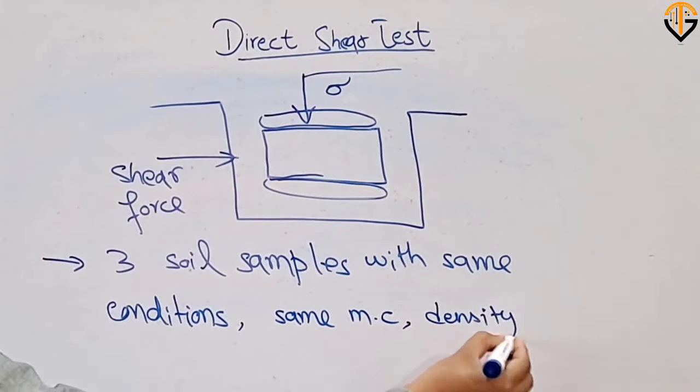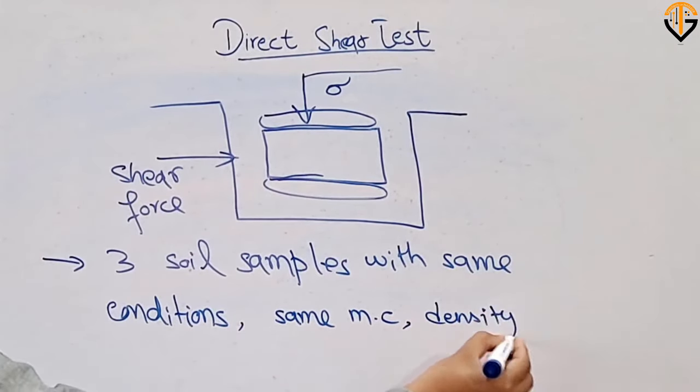We prepare three soil samples, and when we perform the first trial on the first soil sample, we apply, let's assume, 50 kPa normal stress that remains constant, and we apply the shear force and observe the failure point by recording the load dial reading and the displacement dial reading. Then we apply another normal stress of 100 kPa and we record the maximum shear force. Then we apply the 200 kPa normal stress and we apply the shear force, and we determine the maximum shear stress that is required to fail the soil sample under 200 kPa normal stress.